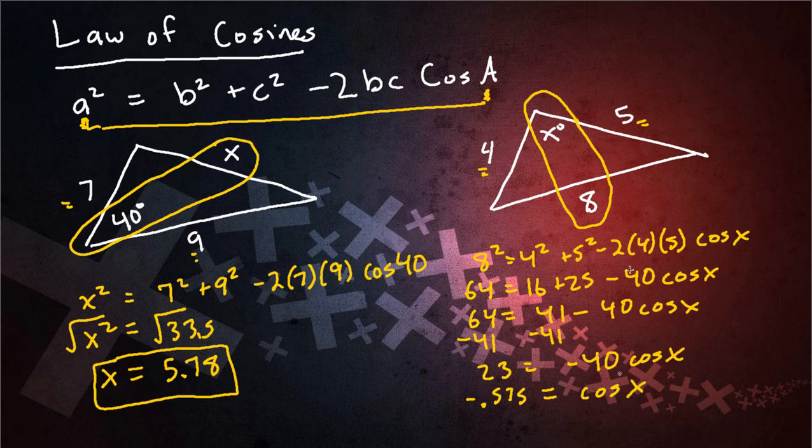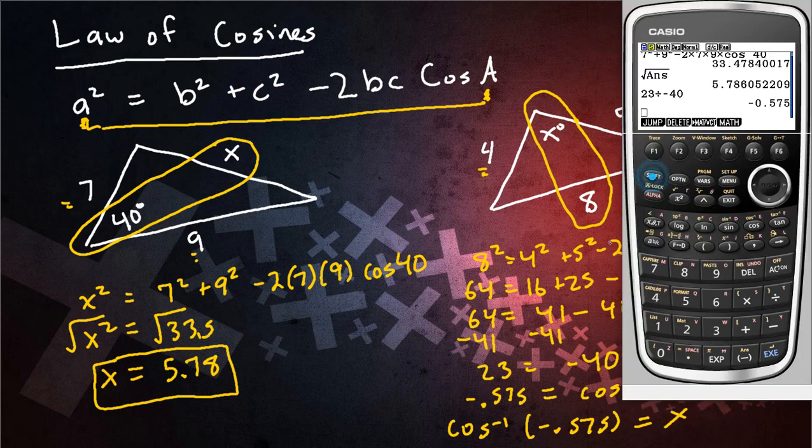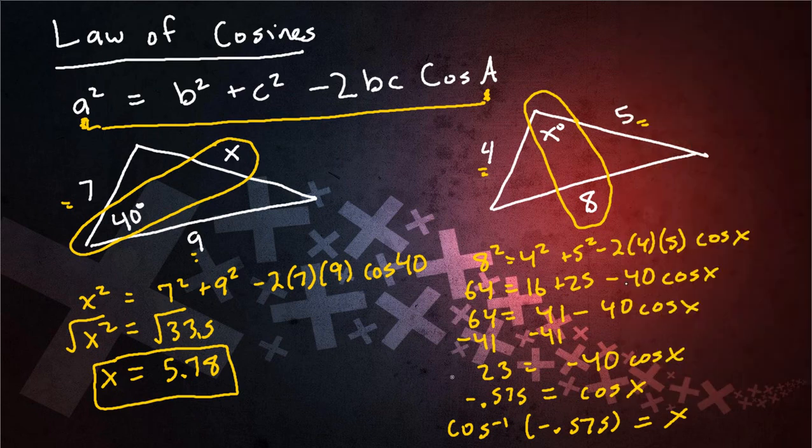Now I'm trying to find this angle, so I'm going to use an inverse. So inverse cosine of negative 0.575 is going to equal X. So I'm going to inverse cosine this, and I get 125 degrees. So 125 degrees right there. Done.